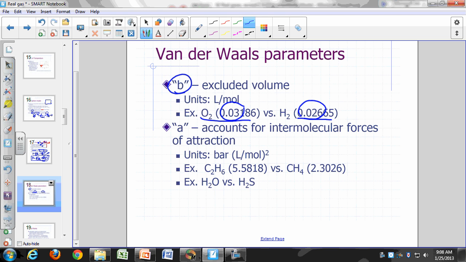O2 is a much larger molecule than H2. So the excluded volume for O2 will be larger. Okay? How about A? It accounts for attractive forces, intermolecular forces of attraction, and the unit for A is liters per mole squared. Let's see where that comes from.